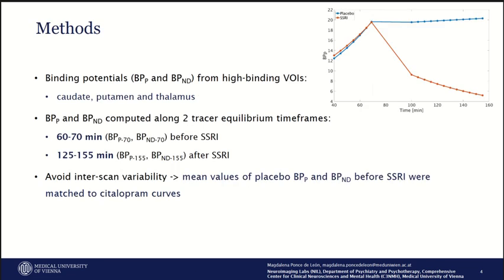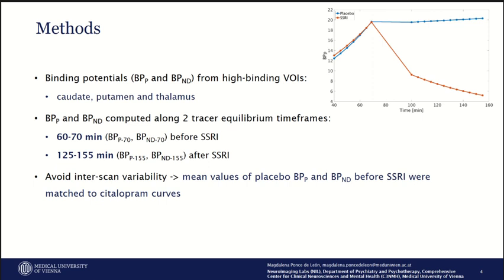On the right, we have the binding potential curves. The placebo is represented in blue, while the citalopram is in orange. We estimated these curves for high binding VOIs: caudate, putamen, and thalamus. Binding potentials were calculated with and without the arterial input function. That means BPP and BPND. The cerebellum was used as a reference.